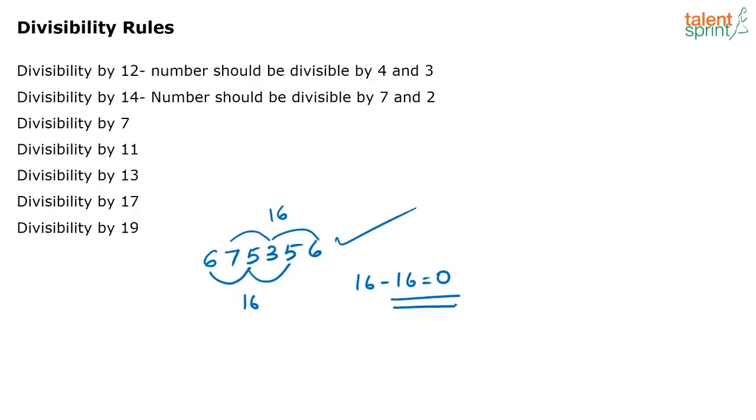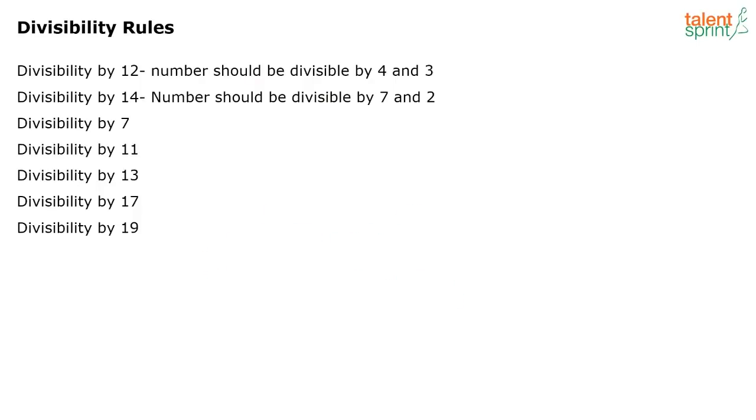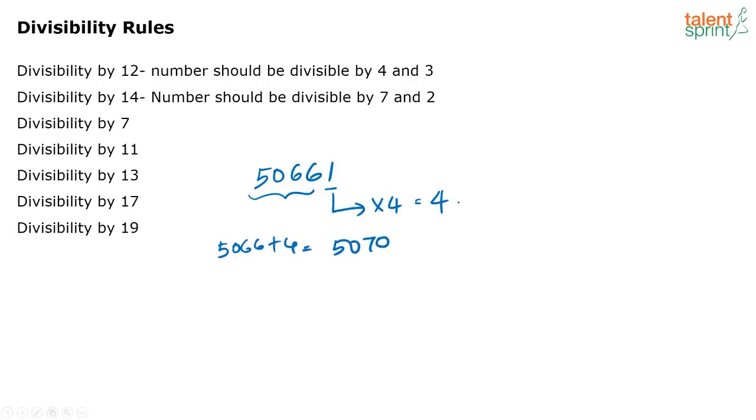Okay. Now next, divisibility by 13. See, if you have, let me take a number, 50661, okay, look at the last digit. It's similar to how we did for 7. Multiply it by 4. So 1 into 4 is 4. Now add it to the remaining digits. In 7 what we did, we multiplied it by 2 and subtracted it from the remaining digits. For 13 what we do is multiply it by 4 and add it to the remaining digits. So 5066 plus 4 is equal to 5070. Correct?